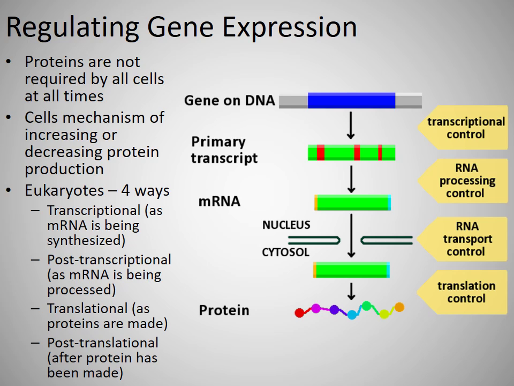Genes can be expressed or regulated in a couple different ways here. There's 4 ways: transcription, post-transcription, translation, and post-translation. This is going to be a test question. You will need to know all 4 of these different ways that genes are expressed or regulated in a cell. And we'll talk about each one of them.